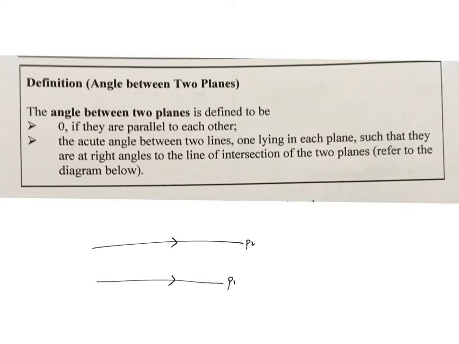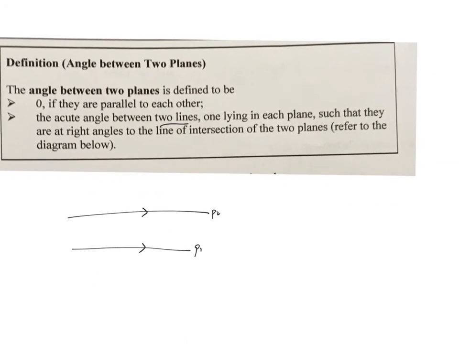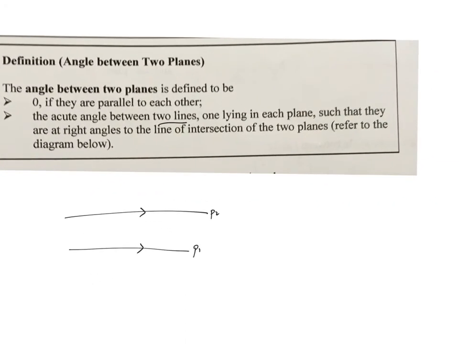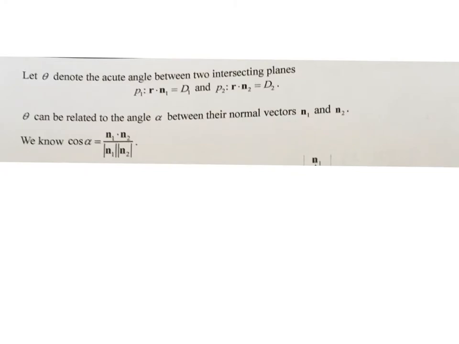The angle between two planes is the acute angle between two lines, one line in each plane, such that they are at right angles to the line of intersection of the two planes. I'm referring to the diagram below. One way to see this is really to look at it from a cross section point of view. All right, going on to the next portion.